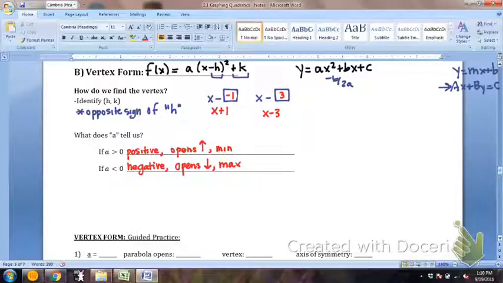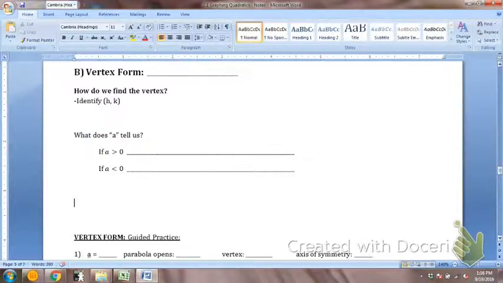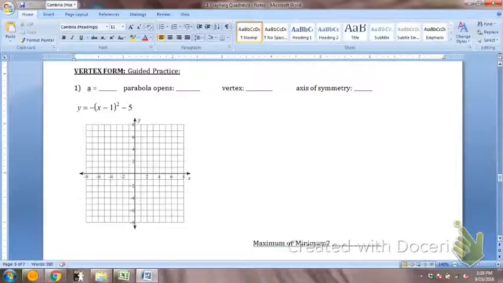All right, so let's do some practice. Notice where your a is. It's in front of the parenthesis. So on example 1, let's put our a value in there. What is our a value? It's a negative 1, right? If it's a negative, our parabola is going to open which direction? Down. Good.